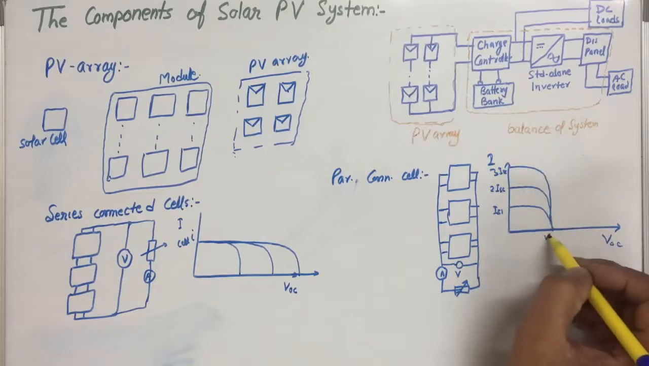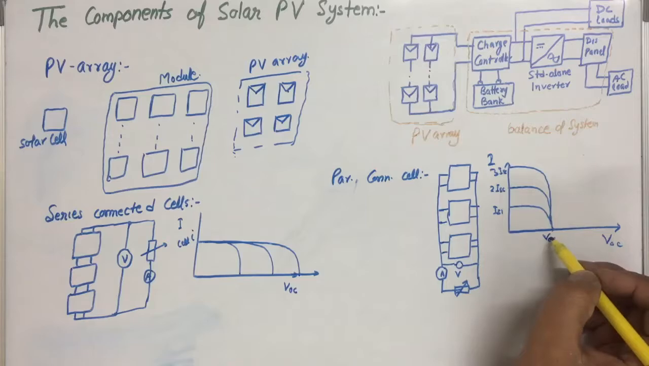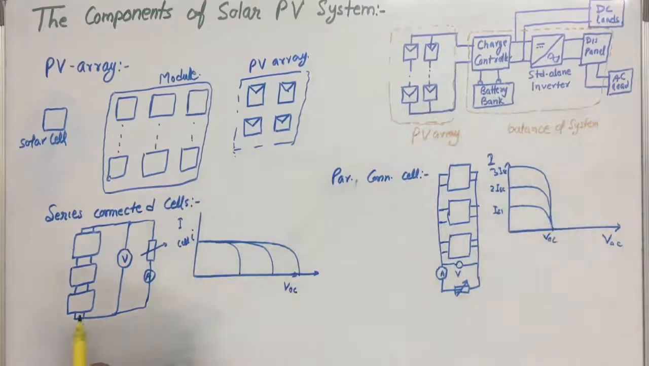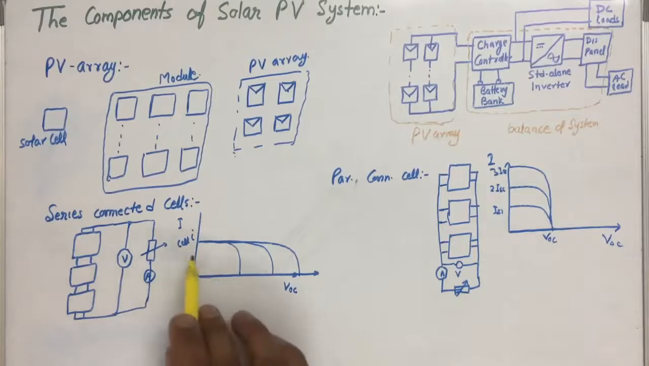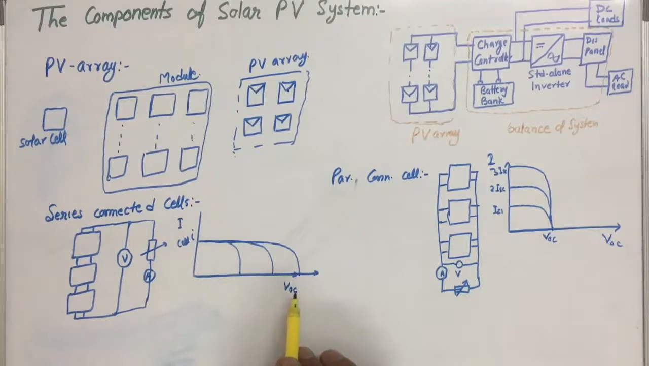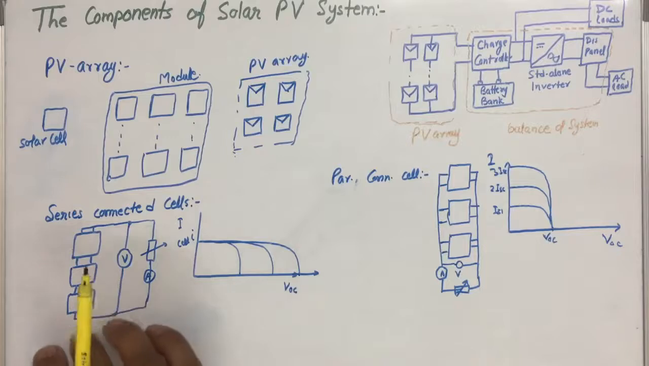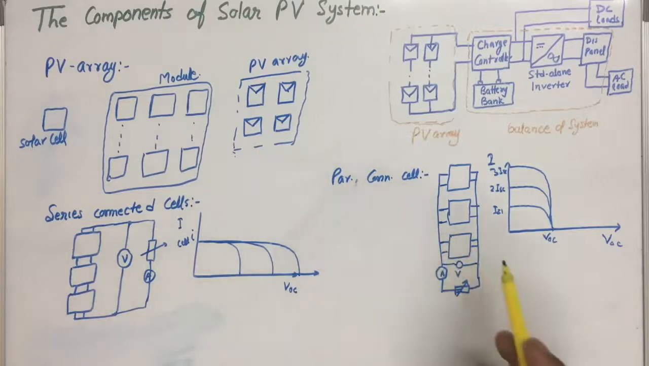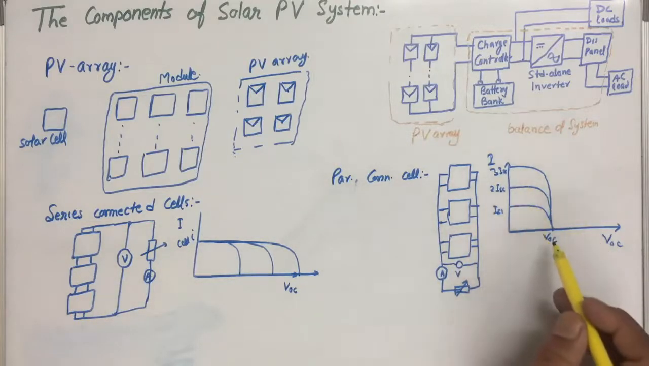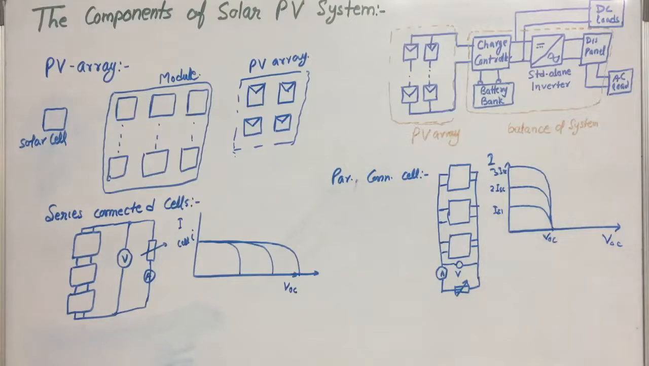However, the open circuit voltage at the terminal will remain same. So we find that if we connect the cells in series, the current will remain same, and the output voltage will increase according to the number of cells, while parallel connection will increase the current level. However, output voltage will remain same. So according to our requirement, we can connect the cells in series and parallel to find the required voltage and current level. So let us see how modules are formed.